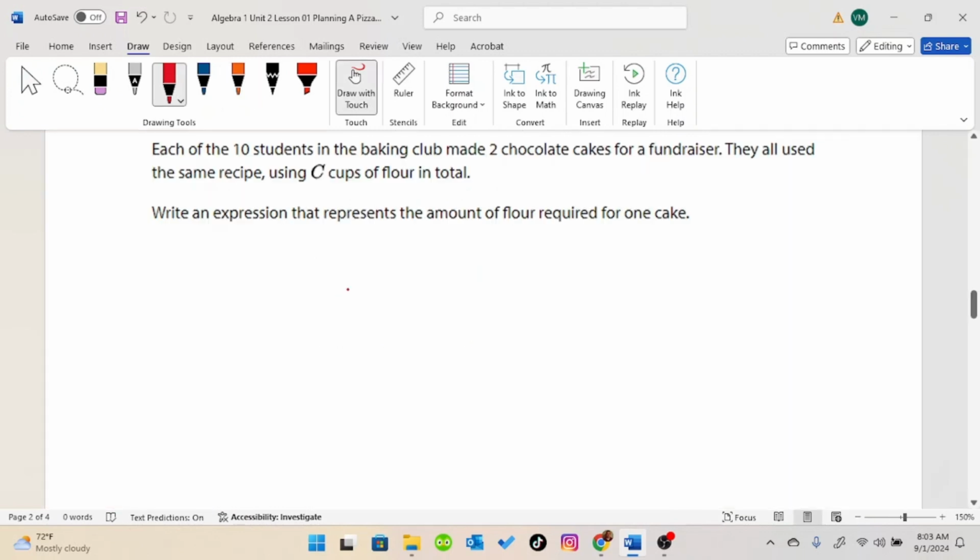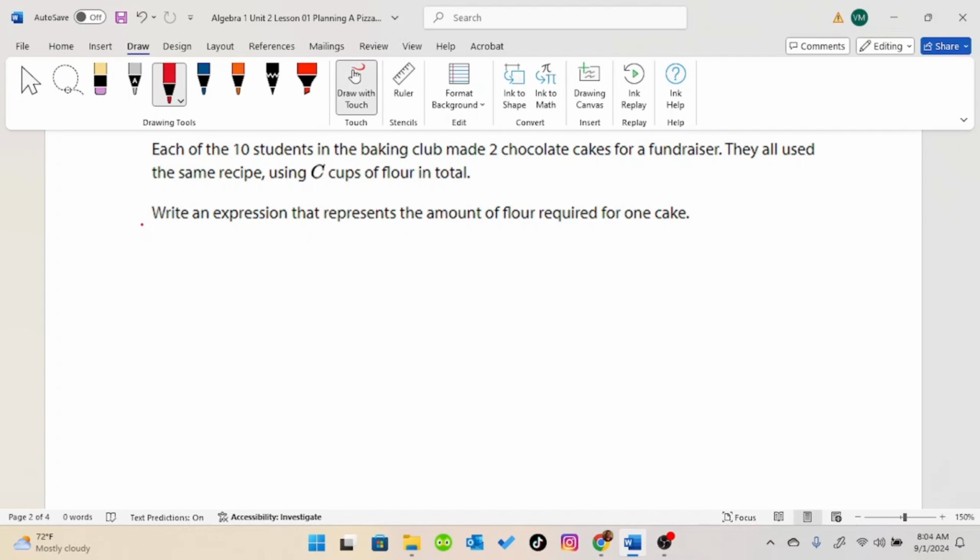Our next practice problem. Each of the 10 students in the baking club make 2 chocolate cakes for a fundraiser. They all used the same recipe using C cups of flour in total. Write an expression that represents the amount of flour required for 1 cake.